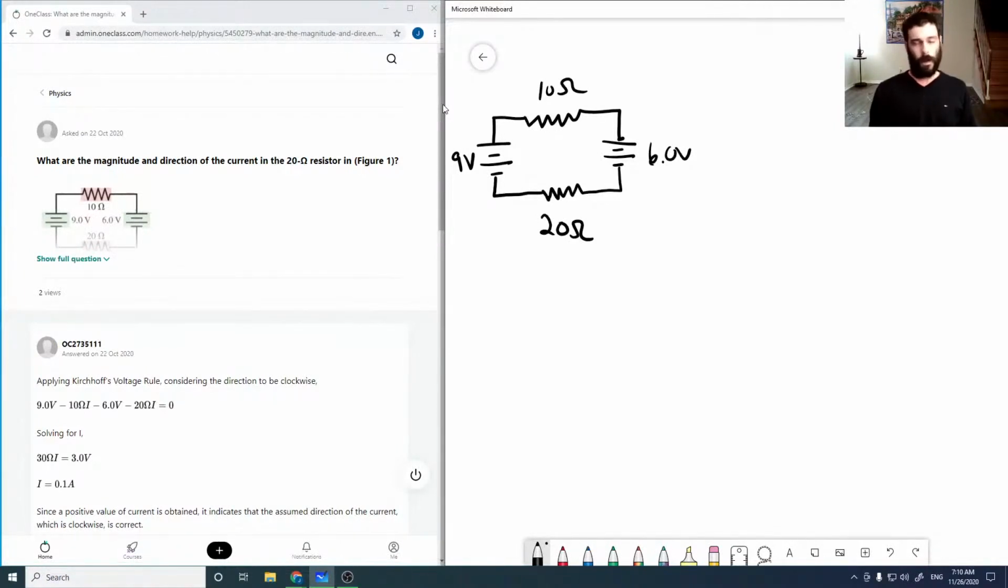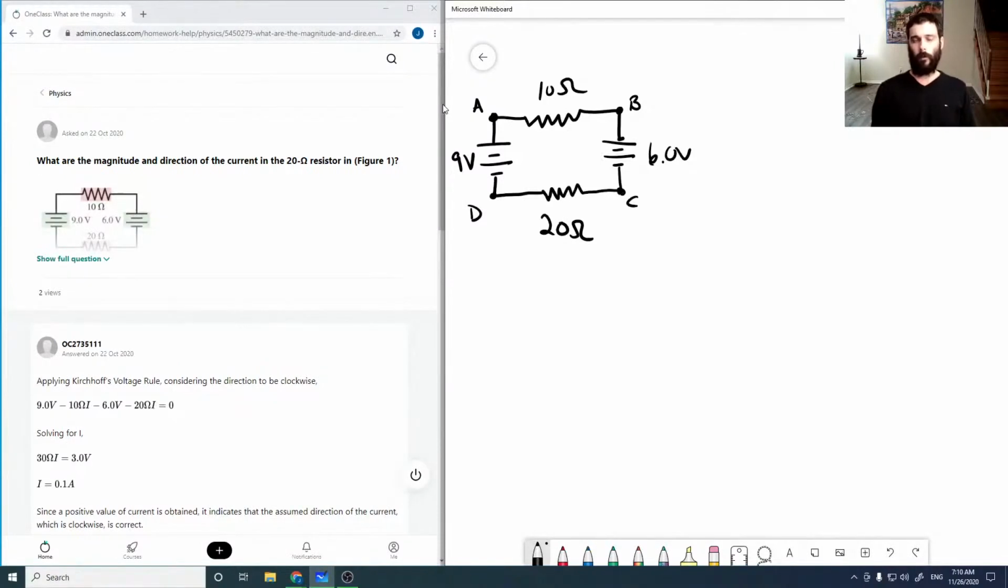So it wants the magnitude and direction of the current. To solve this, whenever you see multiple batteries, this is a good sign that it's a Kirchhoff law question. We need to essentially make a loop. So we're going to go from A to B to C to D and then back to A again.